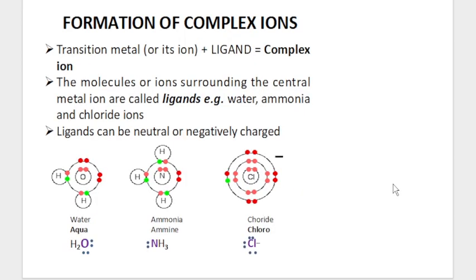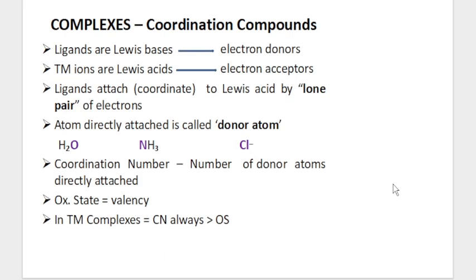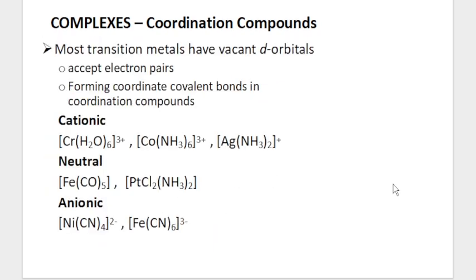The next property of transition metals is basically the ability to form complex ions. A transition metal plus a ligand will basically lead to the formation of a complex ion. As you can see, the ligands include water, ammonia, and your chloride ion. So once a transition metal combines with this particular substance, they basically form a coordinate covalent bond, and this leads to the formation of these complexes.